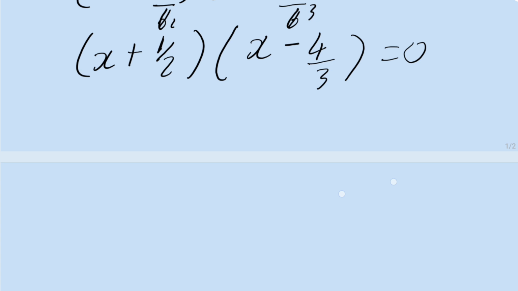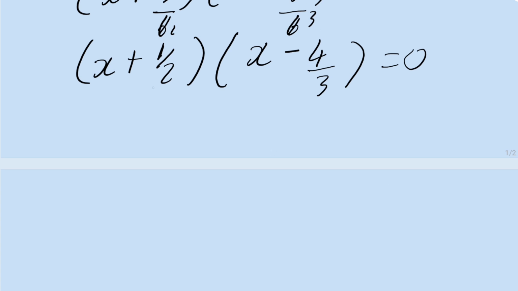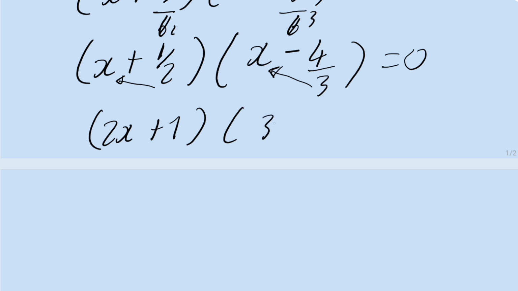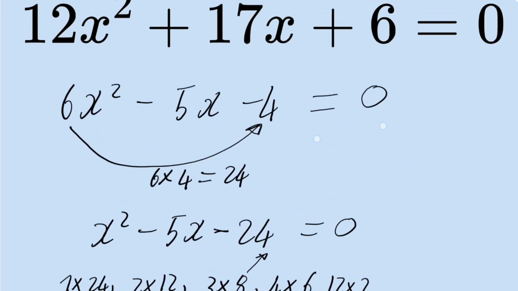Now from here, we have now the new equation where we can continue. From here, we multiply these 2 times x and 3 times x, which gives us 2x plus 1 and 3x minus 4 is equal to 0. Basically, we have been able to factor out this equation.